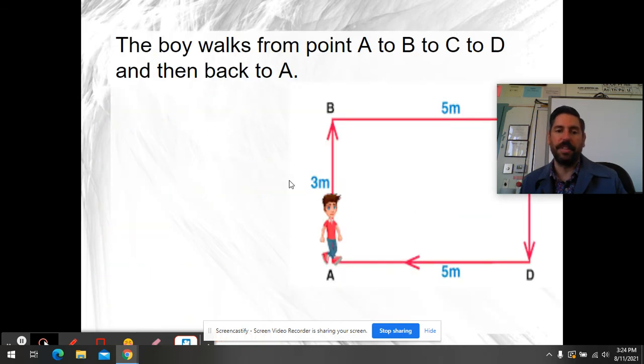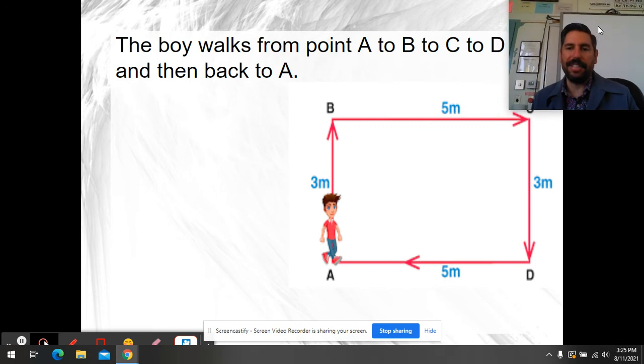Let's do another example. This boy walks from point A to point B to point C to point D, and then back to A. What is the distance? Take a guess.